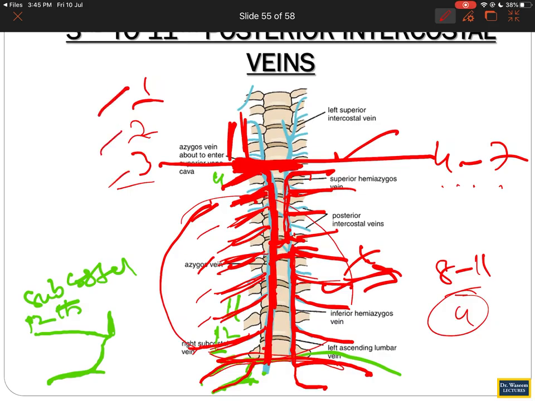What about the 1st, 2nd and 3rd here? About the 1st, the vein is separate. About the 2nd and 3rd, the veins combine.